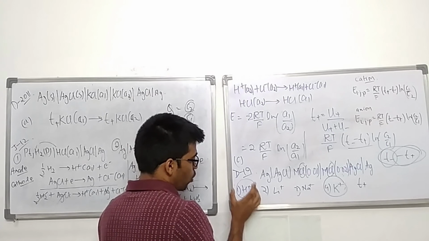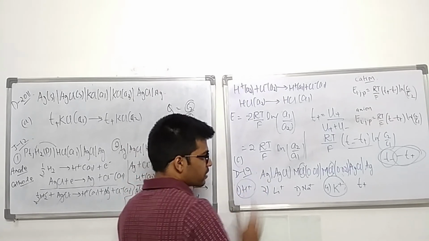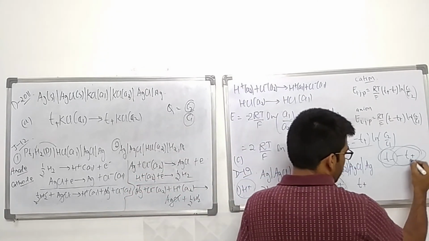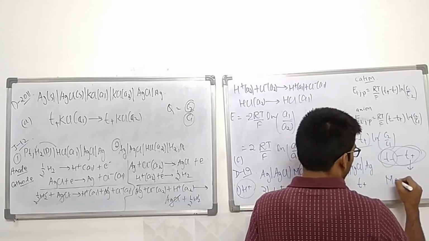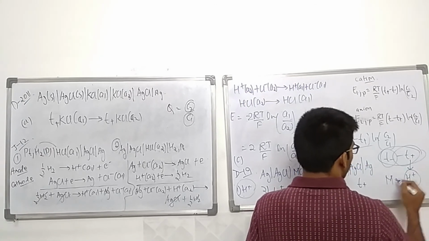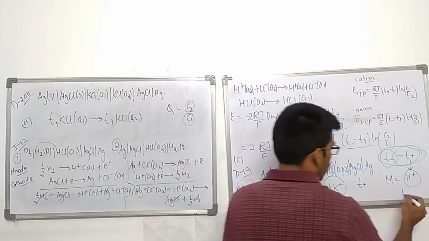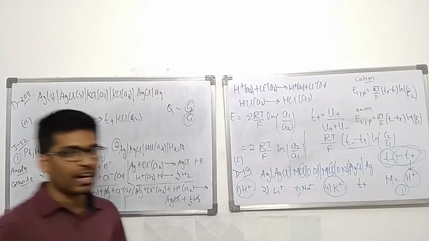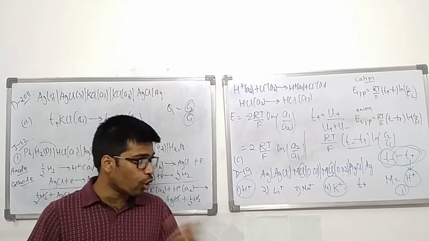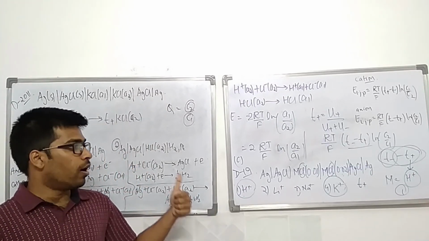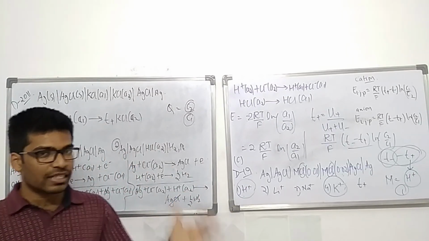Now as it has the smallest transference number, we can say that when M is H plus, it will have the largest liquid junction potential. That means option number 1 is the correct option in the answer key given. Okay, so this is all about liquid junction potential and concentration cell.